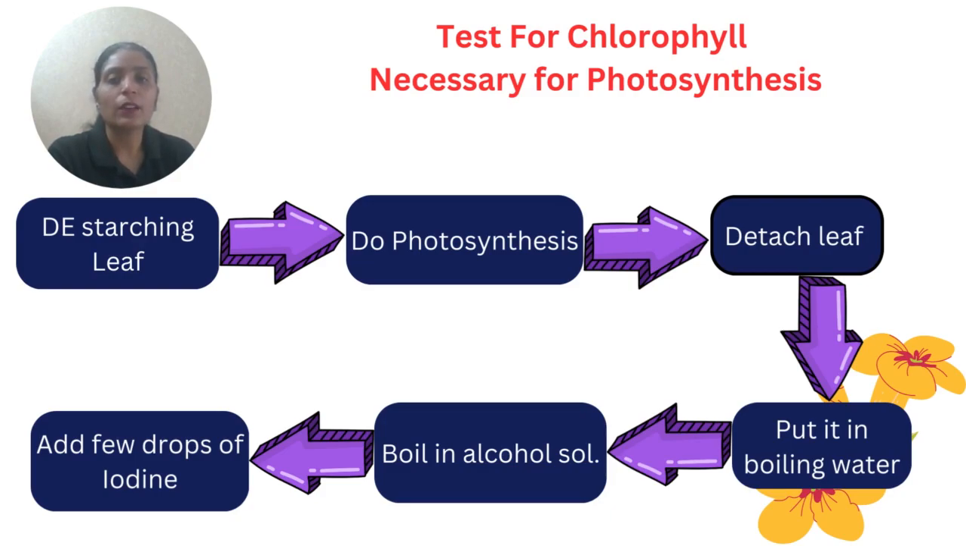Then we'll add a few drops of iodine. This is a test for starch. The iodine's previous violet color changed to blue-black. This proves that starch is present in the leaf, which was recently produced by chlorophyll molecules.